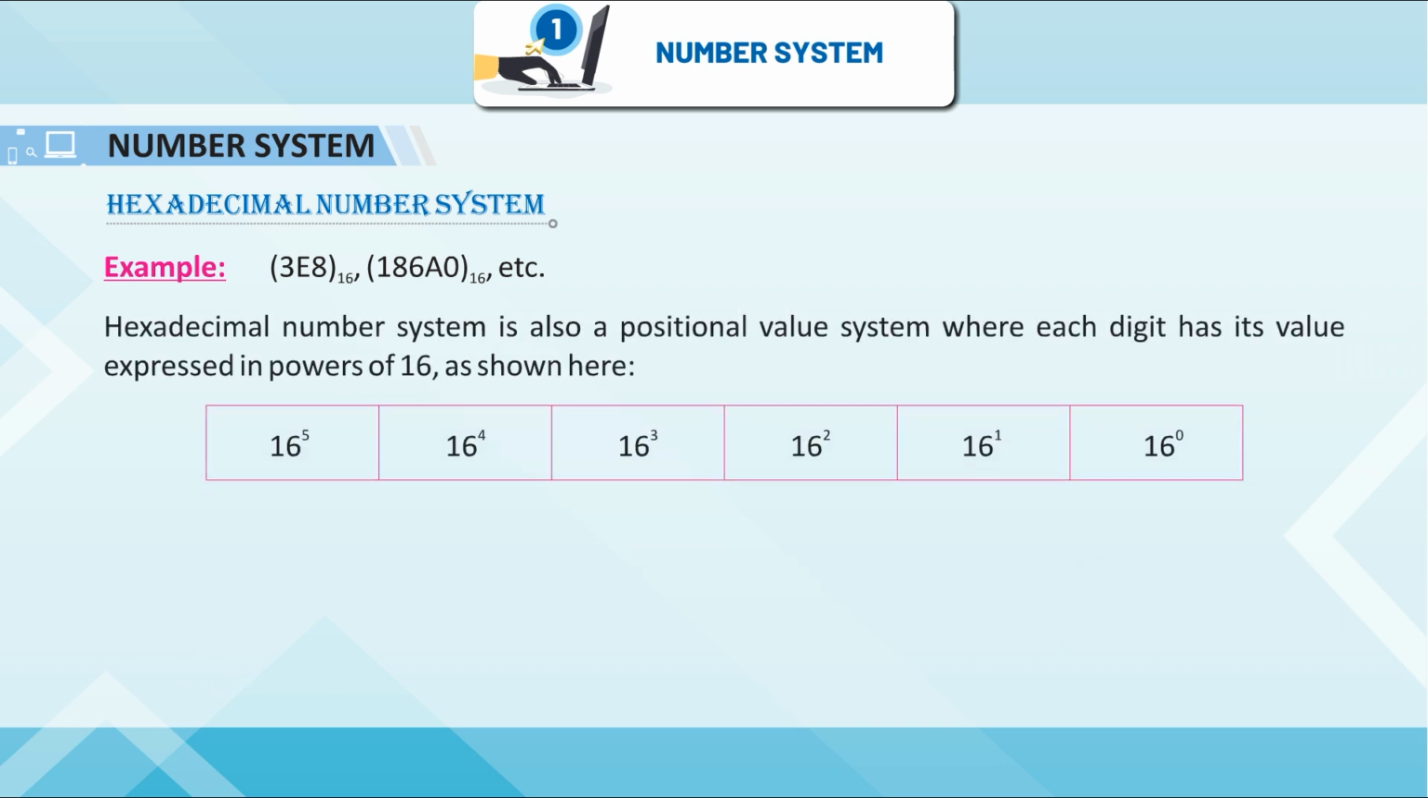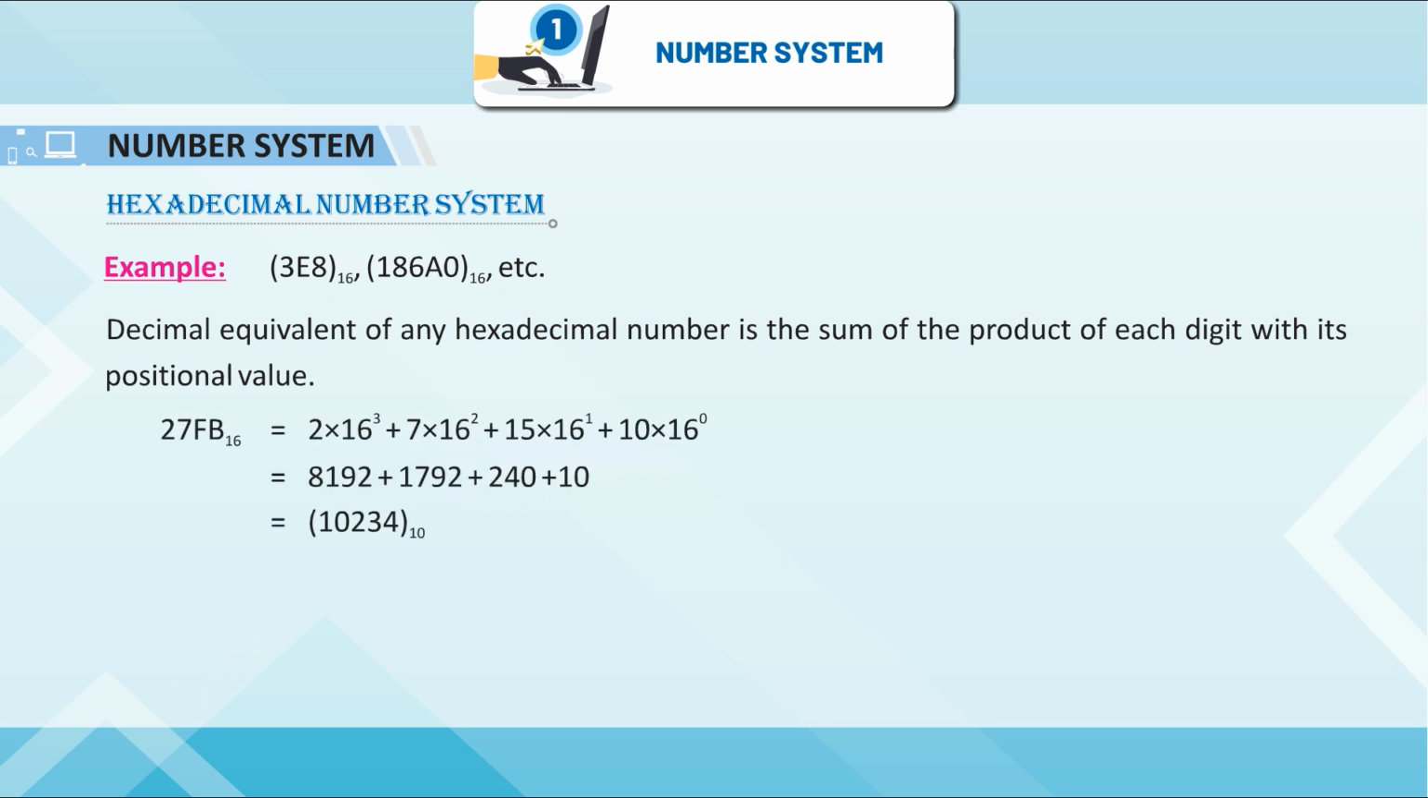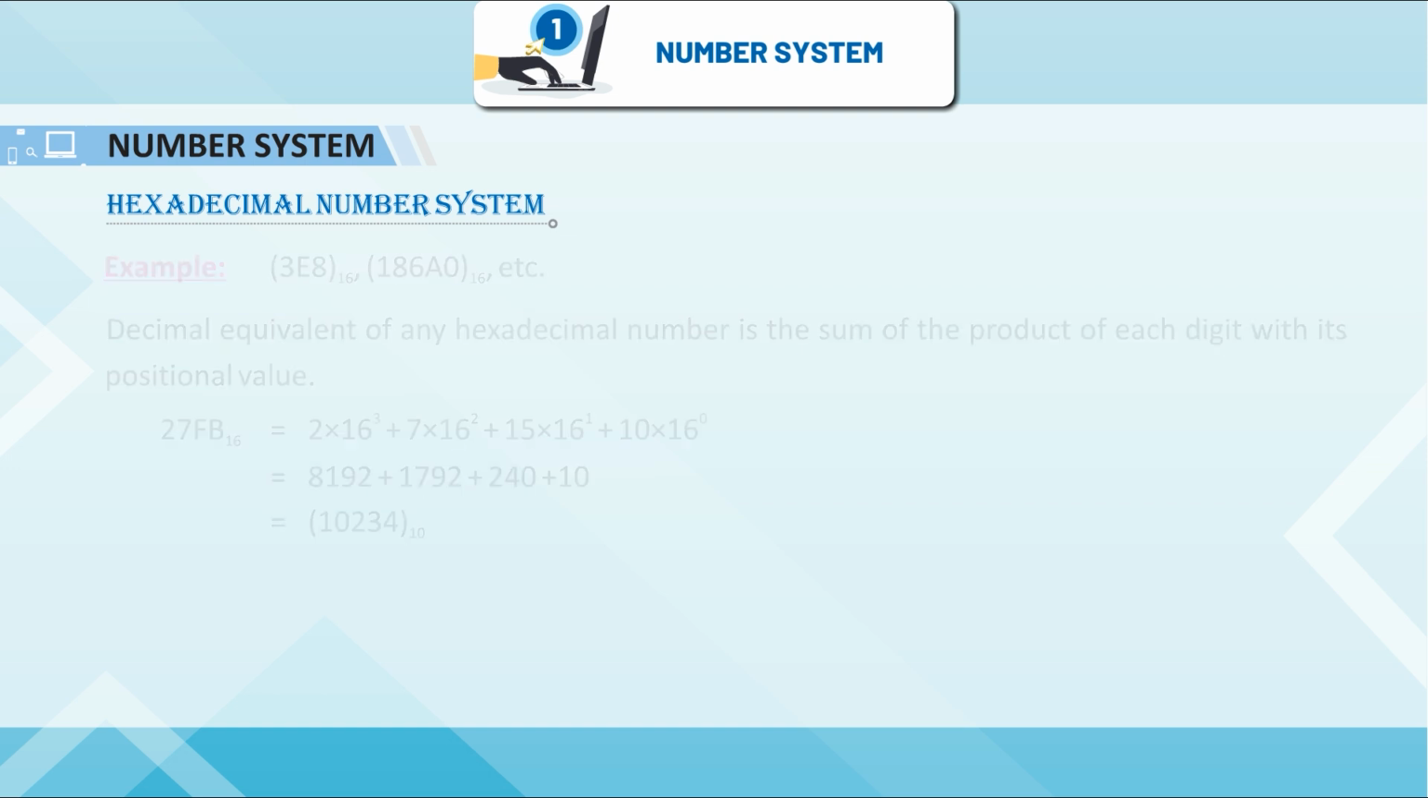Hexadecimal number system is also a positional value system where each digit has its value expressed in powers of 16 as shown here. Decimal equivalent of any hexadecimal number is the sum of the product of each digit with its positional value. 27FB with base 16 is equal to 10235 with base 10.